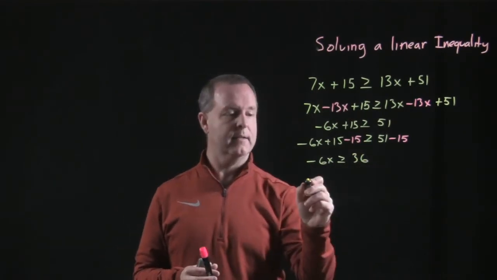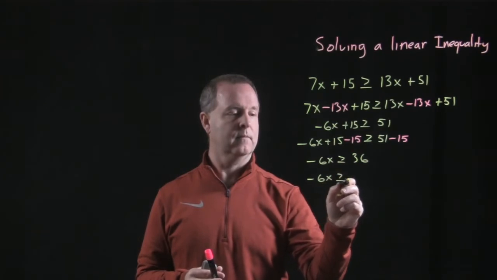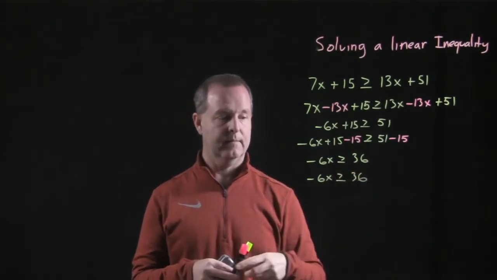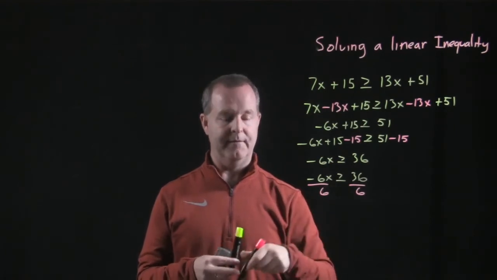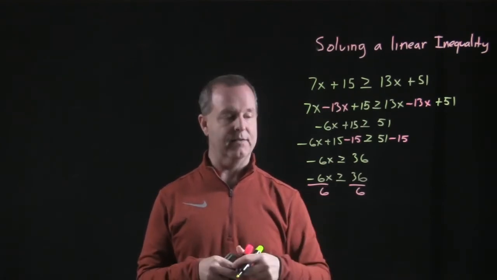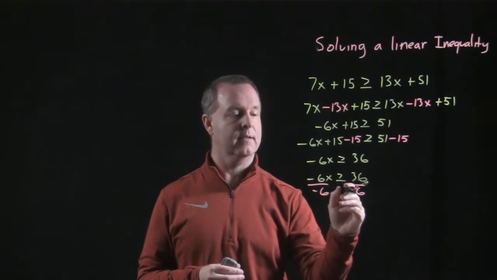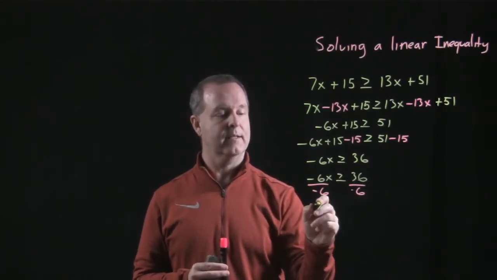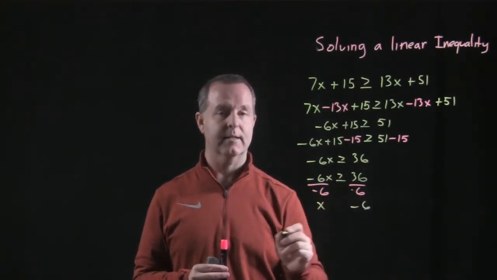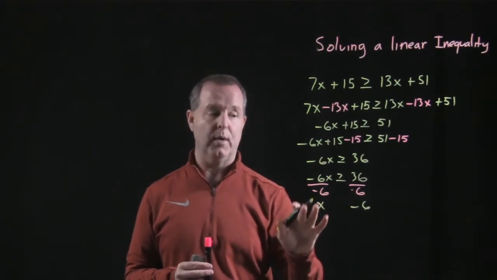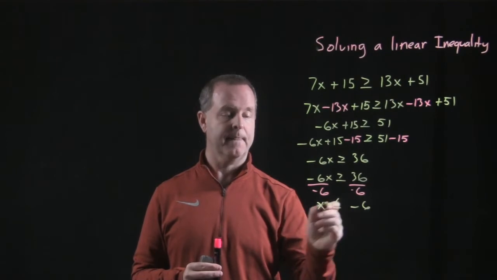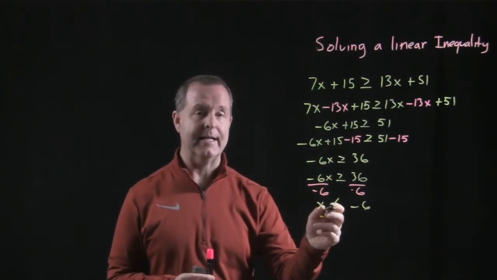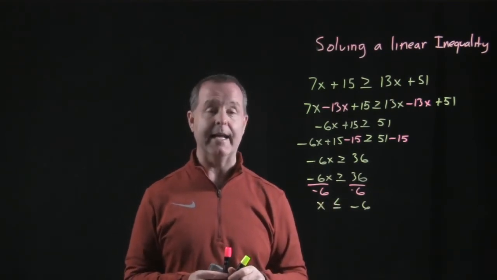Divide both sides by 6. Left with x, or by negative 6. Let's divide by negative 6. So I'm left with x. On the right side, I have a negative 6. And this was the unique situation where I have to flip the sign around. So I'll have it point the other direction. And there's my solution. All x's less than or equal to negative 6.